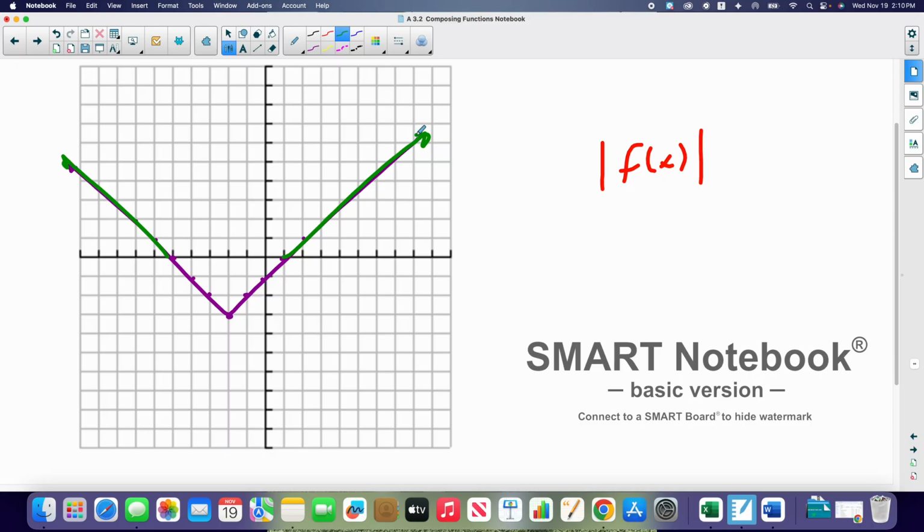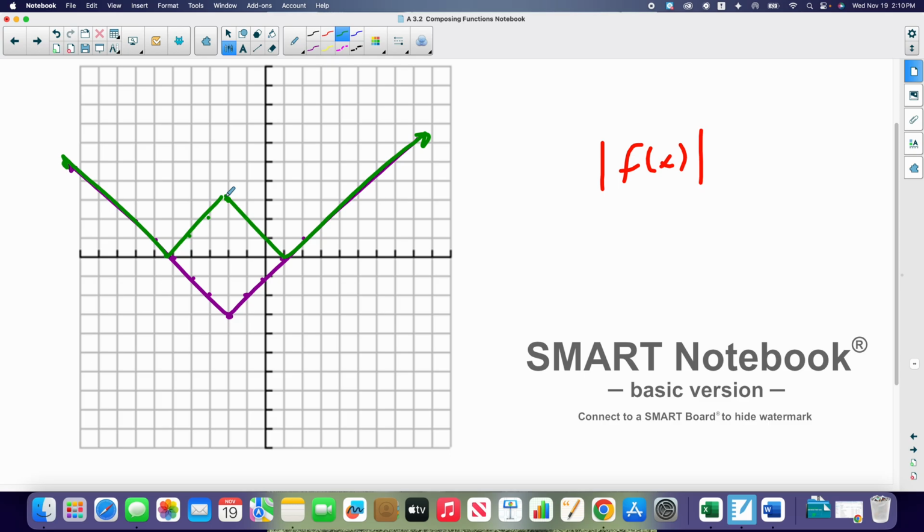All right. Now, what happens to this? It becomes positive. It reflects. So this goes here. So I end up with the graph that looks like that. So the absolute value of f of x would be the green right there. Okay? Everybody all right with that?